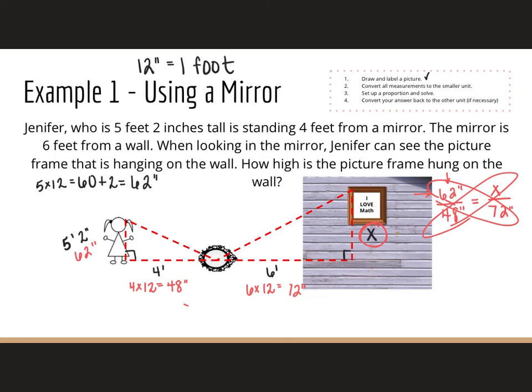62 times 72 is 4,464. 48 times x is 48x. And then divide both sides by 48. So x would be 93. Now, think logically. This picture's probably not 93 feet off the ground.